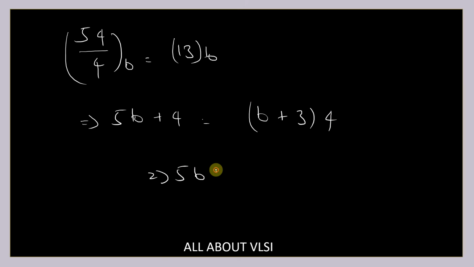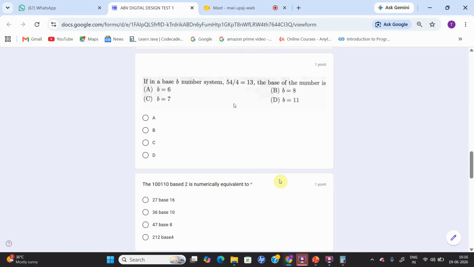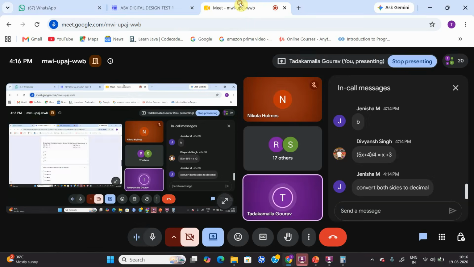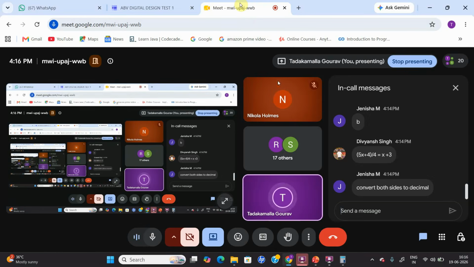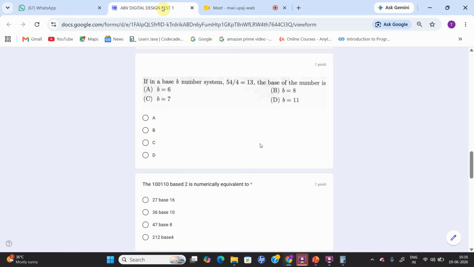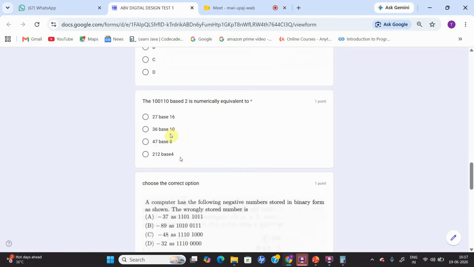So 5B plus 4 is equal to 4B plus 12, and that will become B is equal to 8. Yeah, we are getting B is equal to 8. It's option B. Is everyone getting the same thing? Yeah, I can see the answers, which is B. Yes. Now, next question. I think this is straightforward.